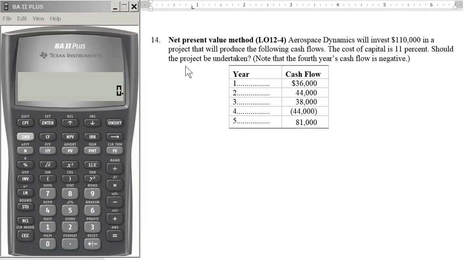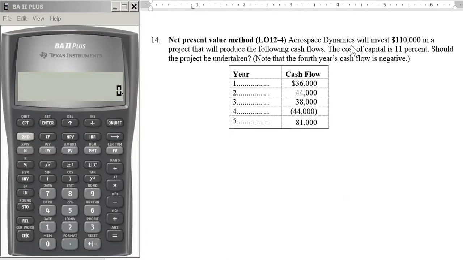Greetings. In this video I'm going to walk you through problem number 14 in the back of chapter 12 in your textbook. This is the calculation of a net present value problem, and we will also calculate the internal rate of return. It's easy to do using the BA2+. So let's take a look at the problem that we have here.